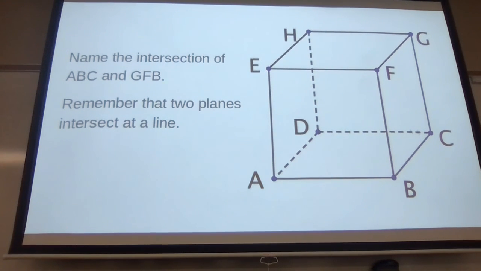ABC is the bottom plane. That's what this figure sits on. GFB is over here. There's G, there's F, there's B. That's the right-hand side. So we want to see where the bottom and the right-hand side intersect. When the bottom comes across and hits the right-hand side that comes down, they touch right here from B through C. So your intersection would be line BC. When I go to name line BC, I'm going to put the two letters next to each other, B and C. What's the symbol that's going to go above it?